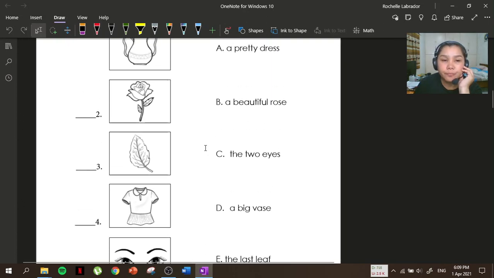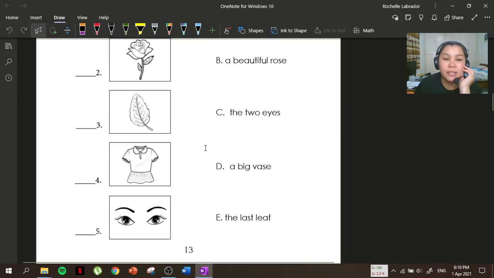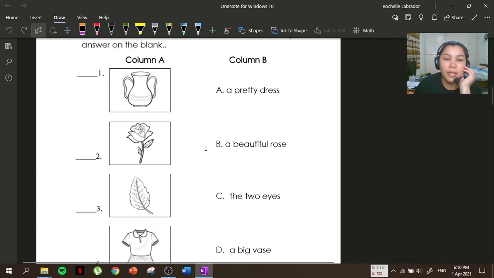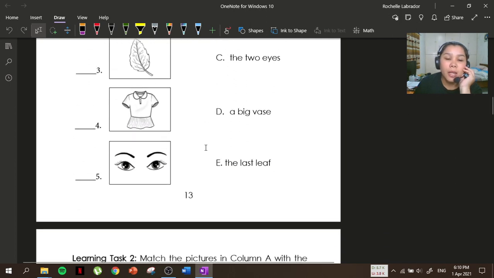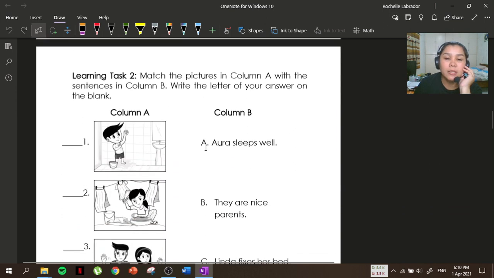Letter D, a big vase. And then letter E, the last leaf. Okay, kindly review your answers. Make sure that you do not leave any blank. And then let's proceed with the next page.